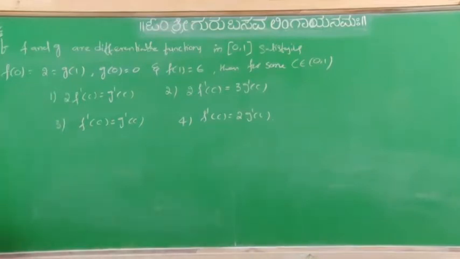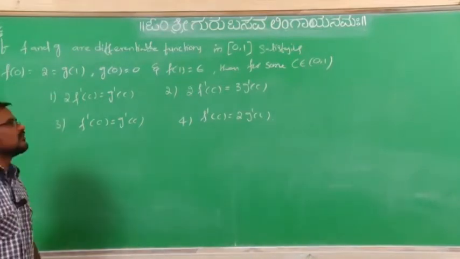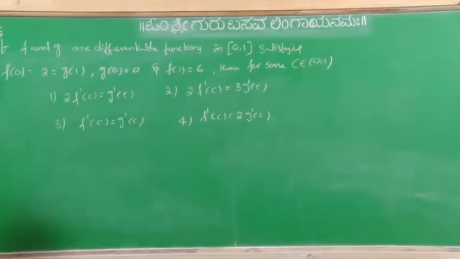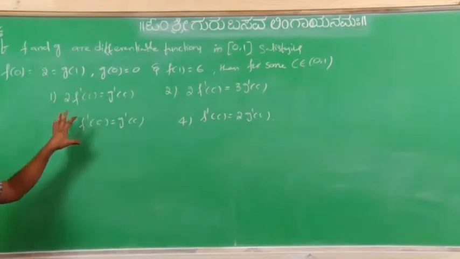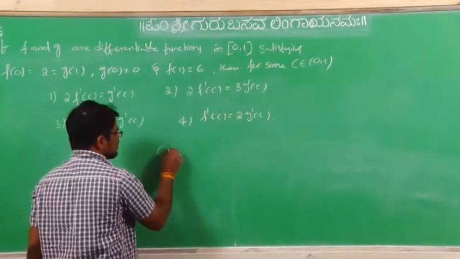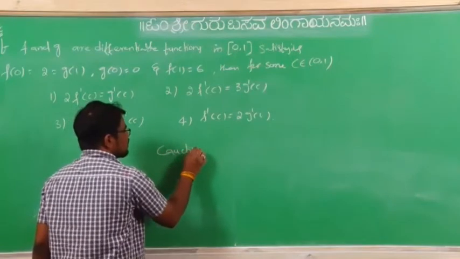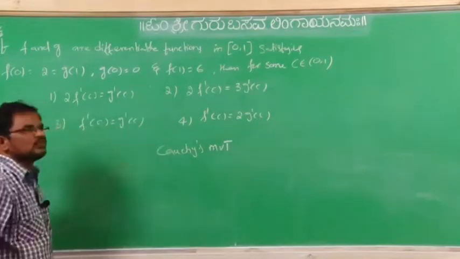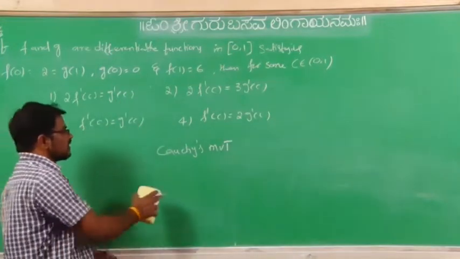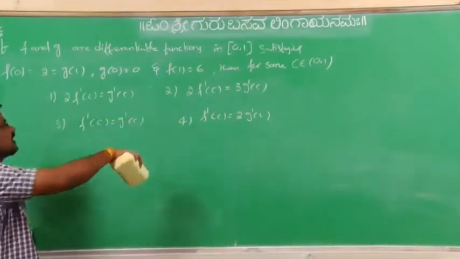F and G are differentiable functions in the closed interval [0, 1] satisfying these conditions. For some C belonging to (0, 1), what exists? Actually, one more theorem is there in this, that is Cauchy's mean value theorem. By that, this is only a one-step answer, but I will solve it by Rolle's theorem.